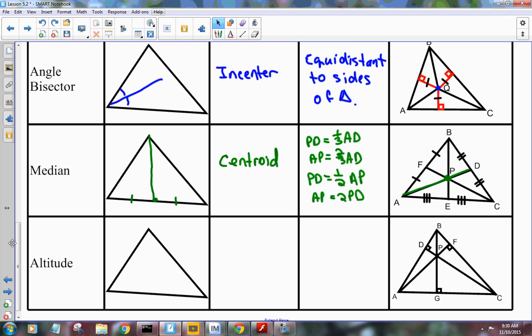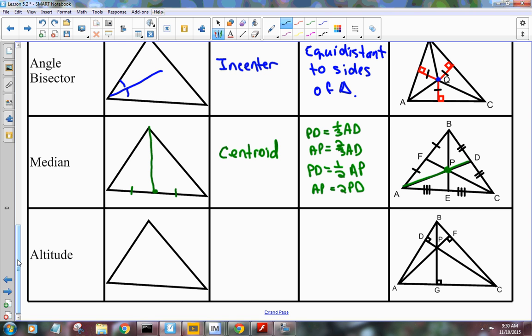Alright, good. And then, the last one we talked about was the what? Altitude. And an altitude does what? It's the height, so it goes from the vertex perpendicular to the opposite side, right? Makes a right angle. It's the height of the triangle. Okay? And what is its point of concurrency? Orthocenter.